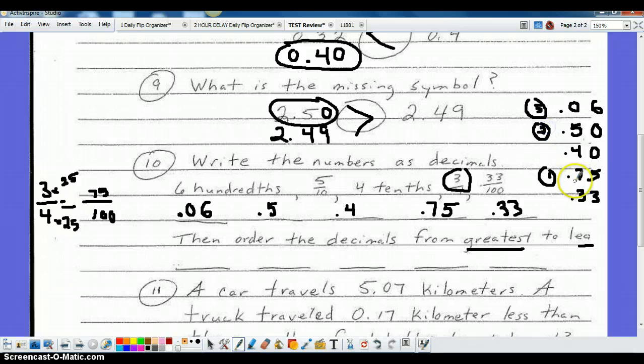Then the third one is 40. And the fourth one is 33. My largest, 75 hundredths. The second one, 50 hundredths. Third one, 40 hundredths. Fourth one, 33 hundredths. And then 6 hundredths. Write them on those lines.